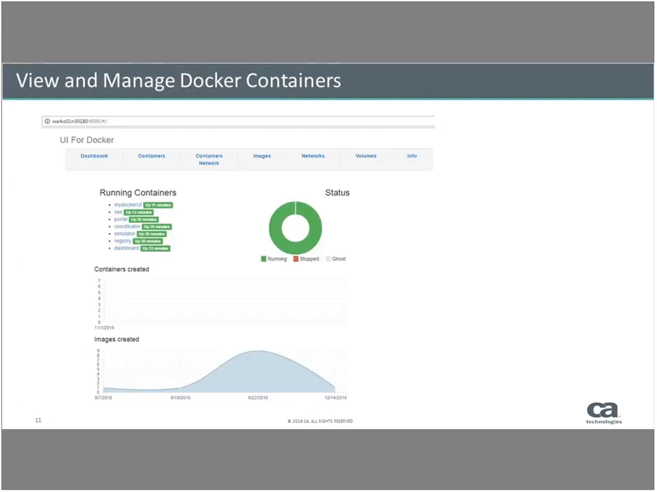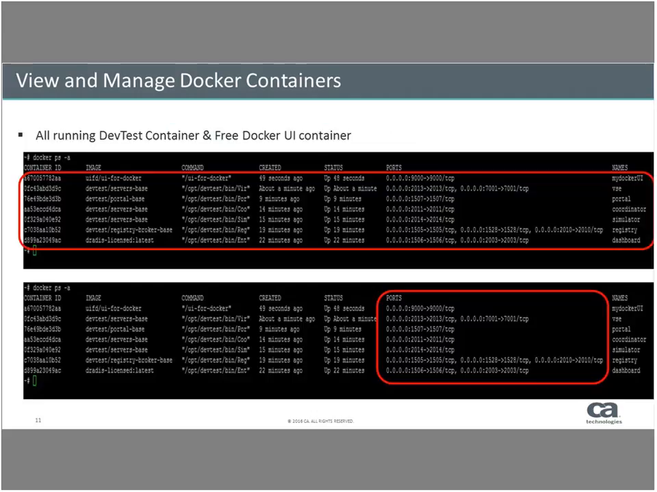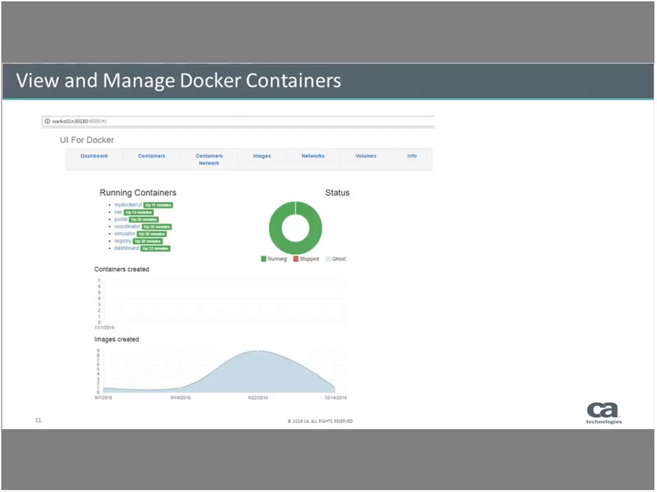Okay, the free Docker UI that I mentioned running on port 9000, so this is the UI. And if you look at the previous slide, this basically shows up everything on the command line, right? So the same thing in a good UI format, in this container that's running, which is the UI for Docker. Right?